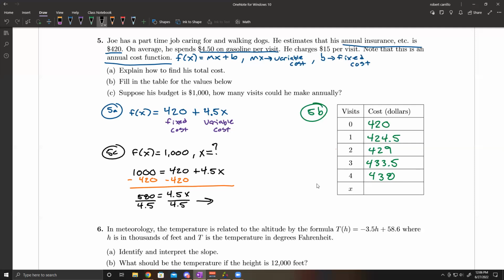And if he has $1,000 in his part-time dog business, he can make up to 128.89 visits. But of course, he can't make 0.89 of a visit. So let's round that up to 129 visits.